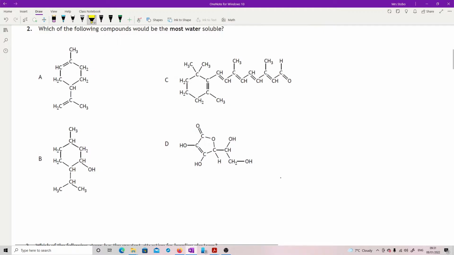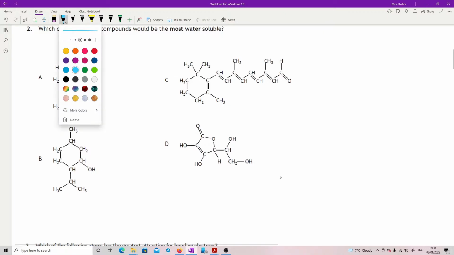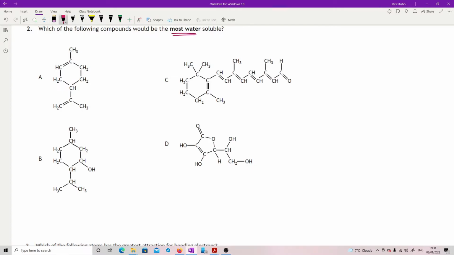Okay, question 2. Which of the following compounds would be most, and they have highlighted it, so therefore important. So I change my pen back. Okay, what would be the most water soluble? If we're looking for something that likes to be near water, obviously not using the word like in an exam because these are inanimate. Our charges are negative on the oxygen and positive on the hydrogen, so we have permanent dipoles. If things are going to be soluble in water, then they're going to want to be near these permanent dipoles.